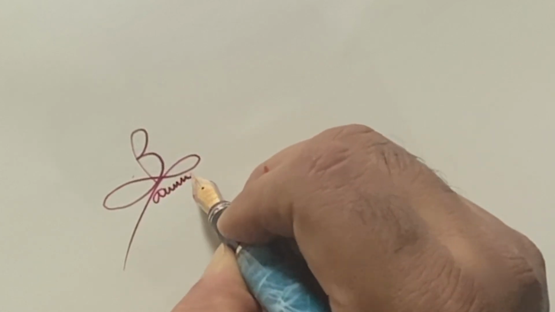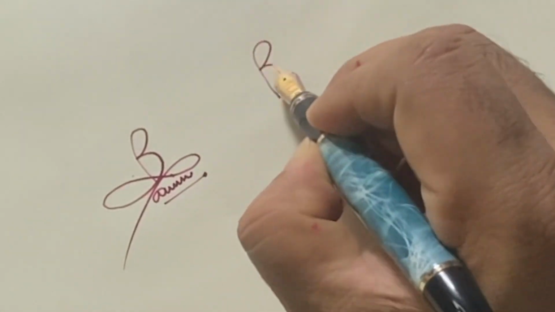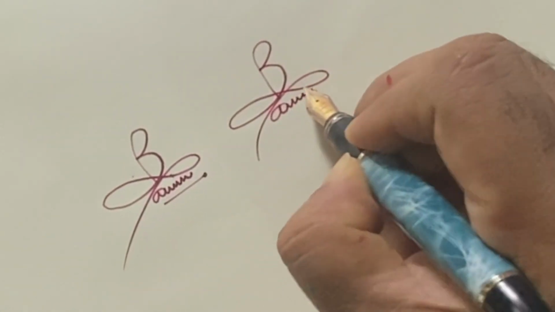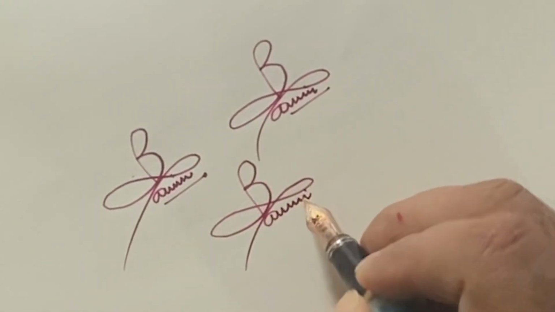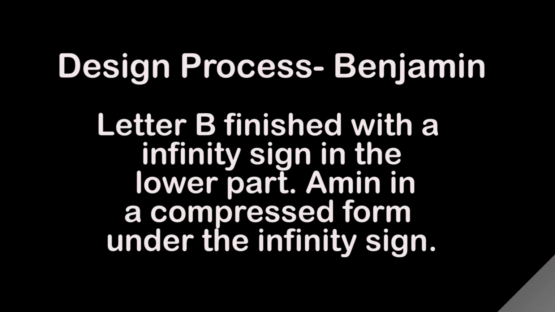Now let's design the signature of Benjamin from UK. Here I will use letter B finished with an infinity sign in the lower part, AMIN in a compressed form under the infinity sign.